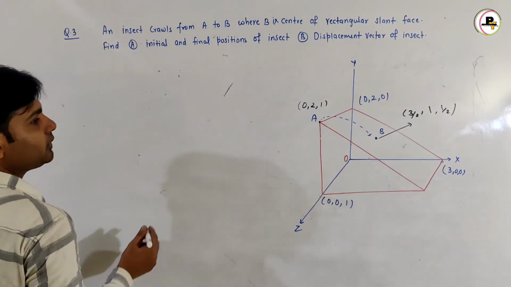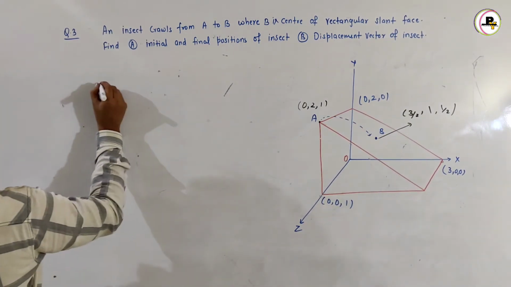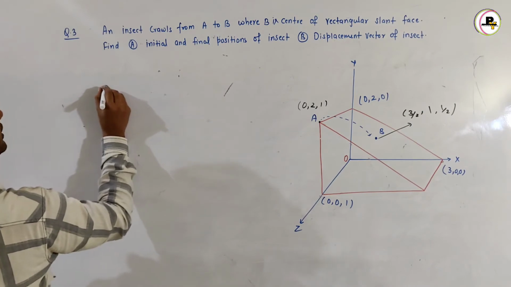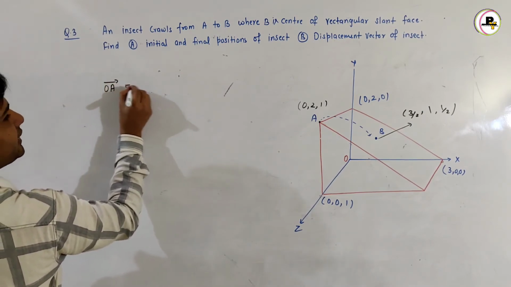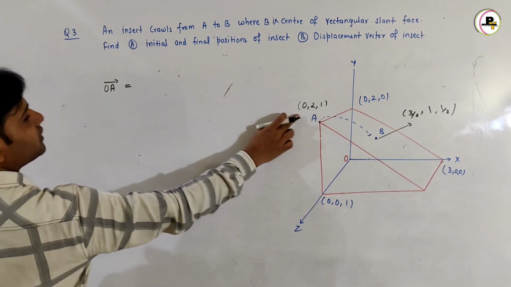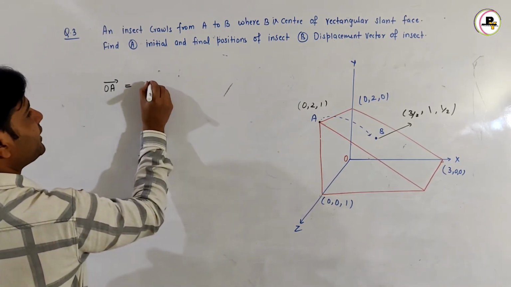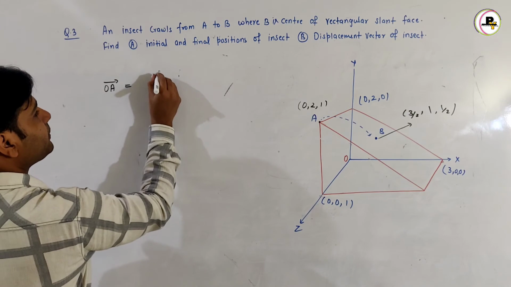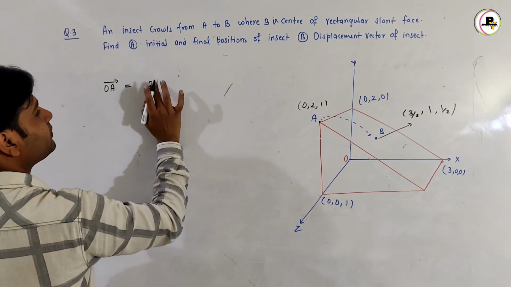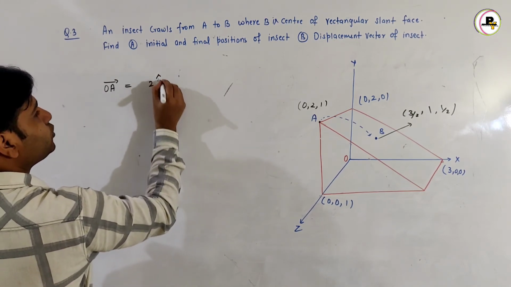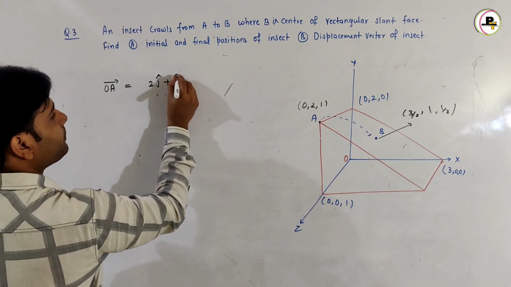So now I can write the position vector of the initial point. Initial point is what? A. So the position vector is what? OA vector, and it can be written as, because the X coordinate is 0, I can write 2 j cap plus k cap.